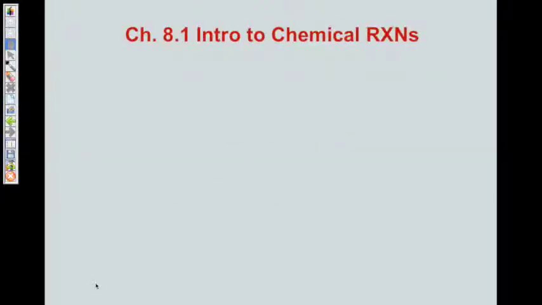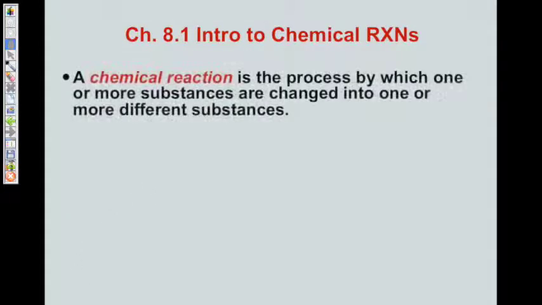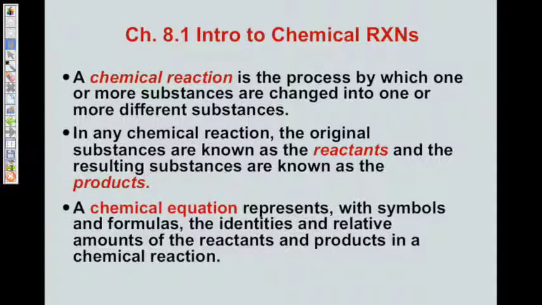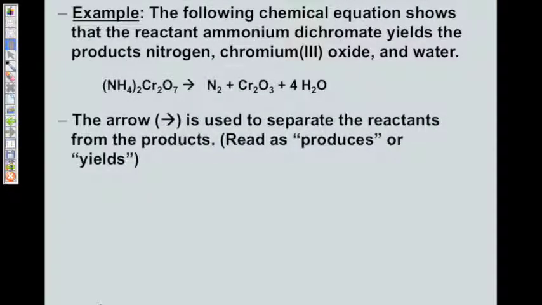Alright, chemical reactions. So we're going from formulas to reactions. Chemical reaction is where one or more substances are changed into one or more different substances. The stuff on the left side, what you started with, are called reactants. What you'll end with are called products. And a chemical equation shows symbols and formulas, the identities and relative amounts of everything in it. So here, you have a reactant, ammonium dichromate, yields the products nitrogen, chromium 3 oxide, and water.